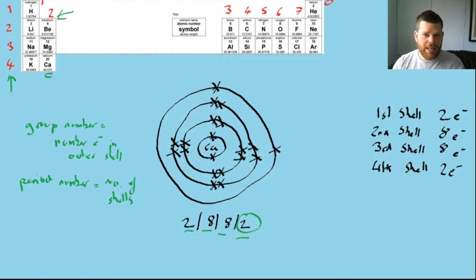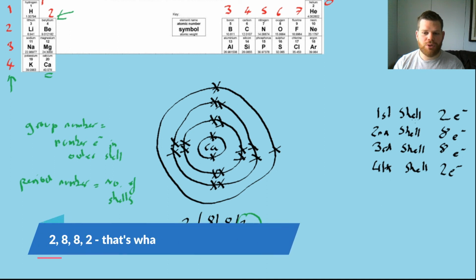Hopefully this video has shown you how to draw the electronic configuration of an atom given its position in the periodic table. From that, you should be able to draw a nice dot and cross diagram and also state what the electronic configuration is of that element. So, for instance, in our calcium, we're able to draw out this nice diagram, but also to quote the shorthand of the electronic configuration. To do that, just remember this pattern. First shell, 2 electrons. Second shell, 8 electrons. Third shell, 8 electrons. Fourth shell, 2 electrons.